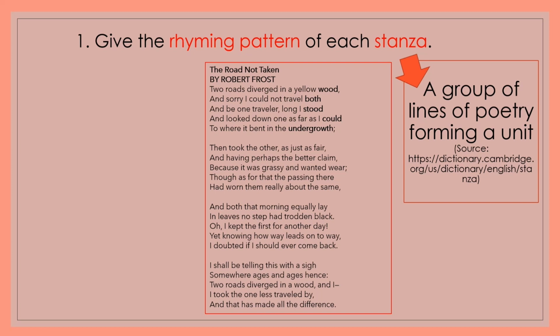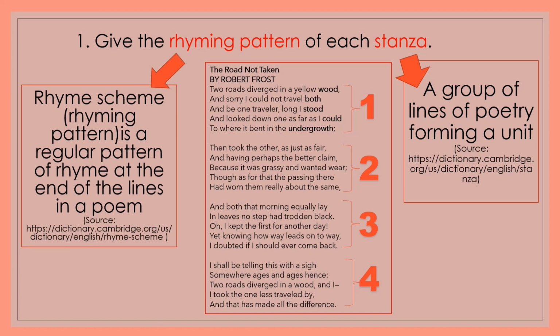Now, how many stanzas are there in the poem The Road Not Taken? You're right, the poem has 4 stanzas, 1, 2, 3, and 4, and each stanza is composed of 5 lines. Meanwhile, what is rhyming pattern? Rhyming pattern or rhyme scheme is a regular pattern of rhyme at the end of the lines in a poem. How do we get the pattern in a poem? Just look at the last word in each line, then analyze if the words rhyme or not.